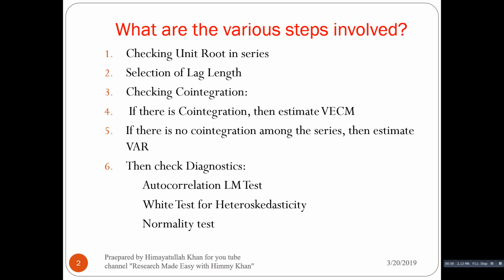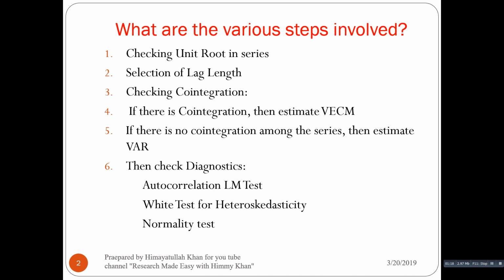If there is cointegration, I will estimate vector error correction mechanism, but if there is no cointegration among the series, in that case I will estimate VAR model. And after estimating my model, I'll be using some diagnostic tests. I'll check autocorrelation LM test, and I will also check White test for heteroscedasticity and normality of the residual.